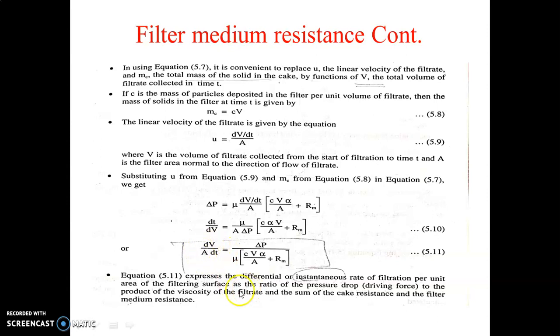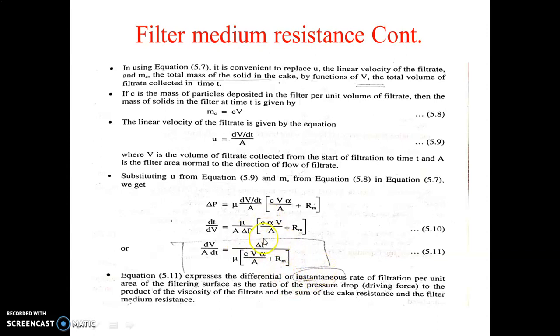and this equation is given as a ratio of the pressure drop to the product of the viscosity of the filtrate and the sum of the cake resistance and the filter medium resistance. So whenever you want to calculate the differential rate of filtration, you have to take this equation: delta P divided by mu multiplied by (Cv alpha A plus Rm).